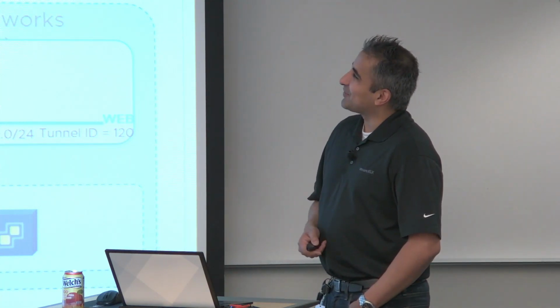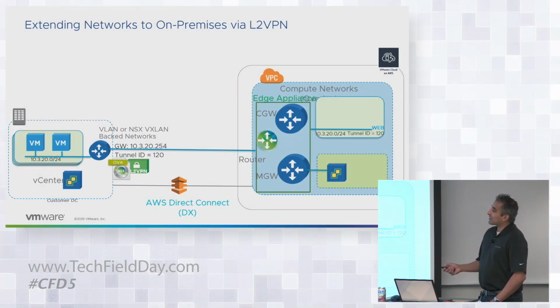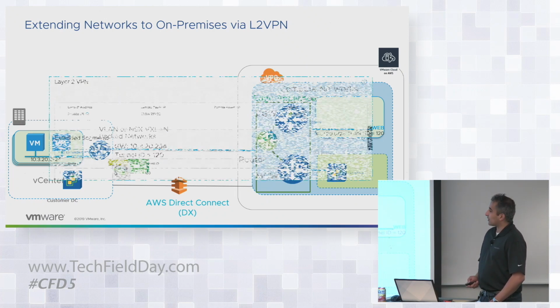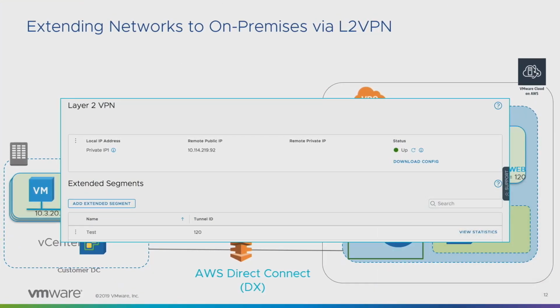So L2 VPN, we offer this L2 extension capability too. If the customer doesn't have NSX on-prem, they can deploy an NSX appliance. They can do this L2 extension where the server is running in VMware Cloud on AWS. You can see here in the console, I have a server running, and this remote IP is basically the client appliance on the on-premises data center. I'm extending an L2 domain here.